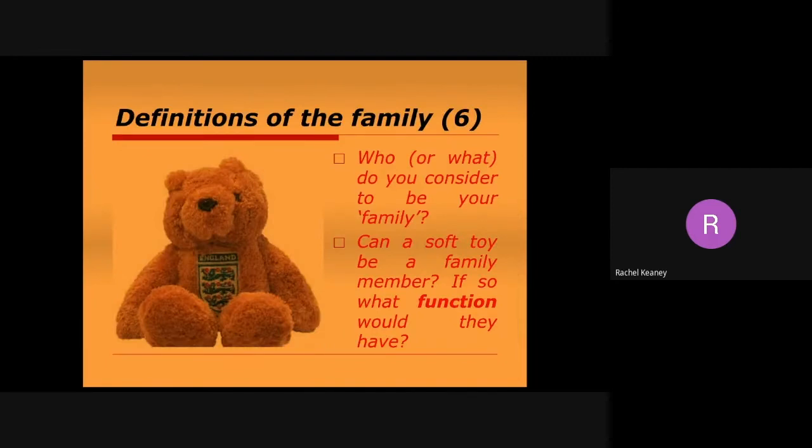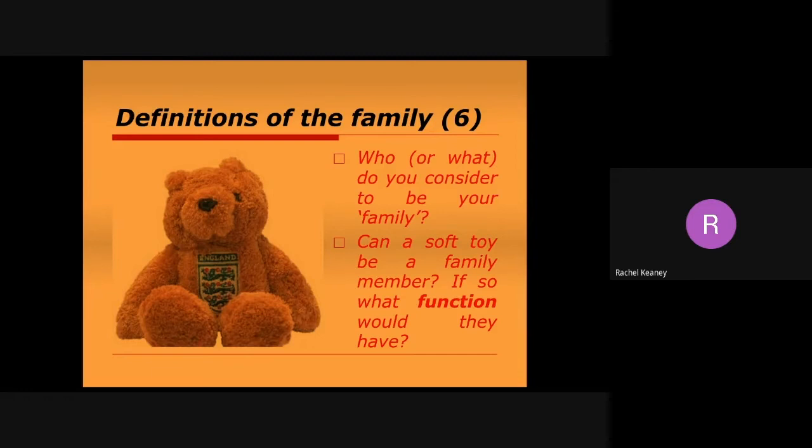Okay, so a couple of questions for you. So we're going to have a look at the chat for a couple of minutes. Who or what do you consider to be your family? And can a soft toy be a family member? If so, what function would they have?